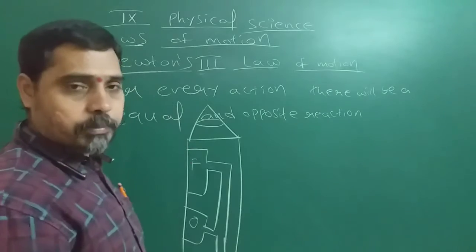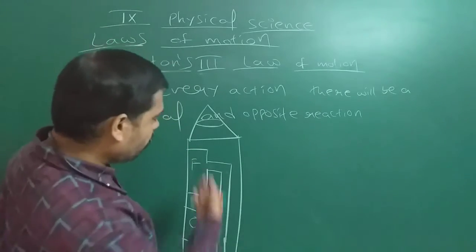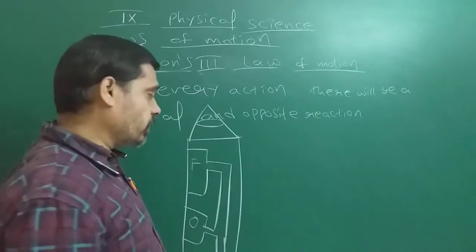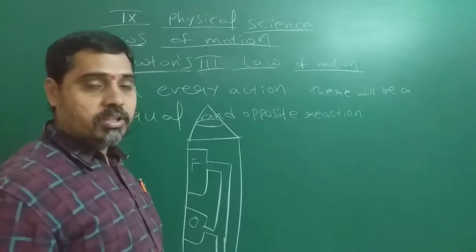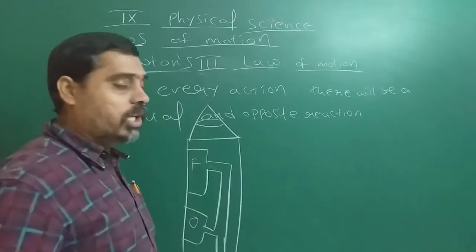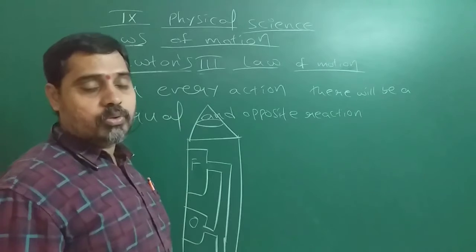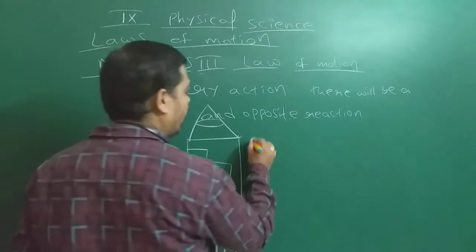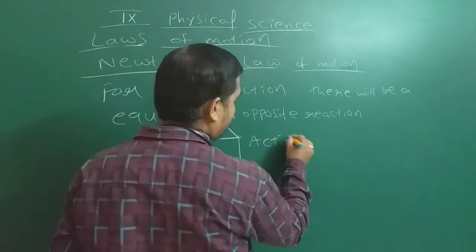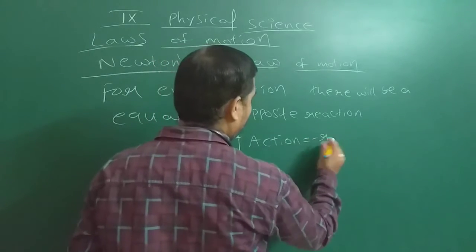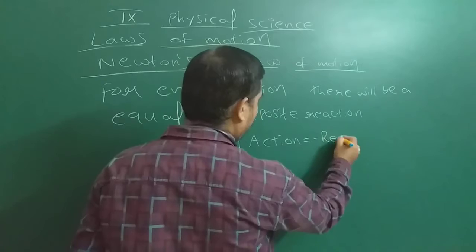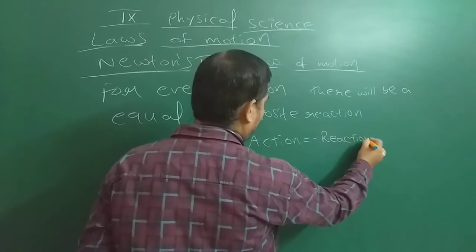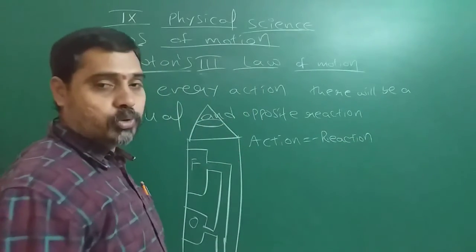As a result, what will happen? The air will apply a reaction force on the rocket in the upward direction. Then the rocket can fly into the air. This is also due to Newton's third law of motion. That means action is equal to minus reaction. Action is equal to minus reaction is nothing but Newton's third law of motion.